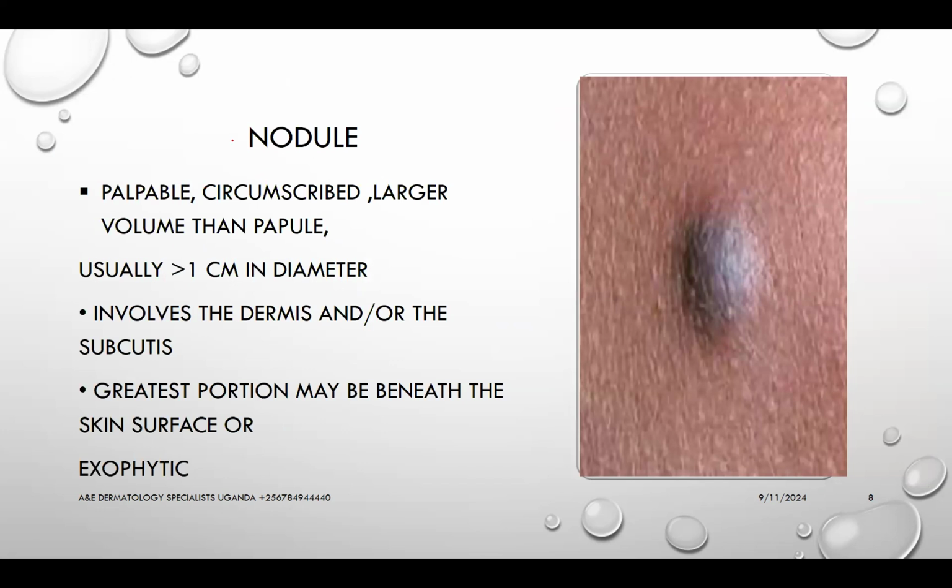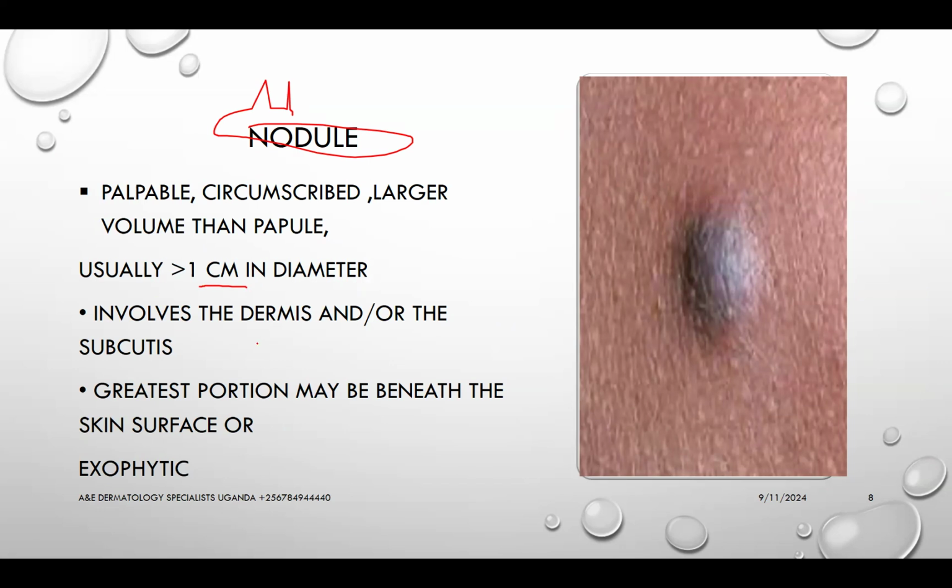So then the next primary lesion, we call it a nodule. In this case, this is like a papule that we've seen earlier, but it has a deeper component, and its diameter can be above 1 centimeter. When you touch and palpate, you'll find that there's some bigger part of this lesion that is below the skin. That is what we call the deeper component, and that will give you a nodule.